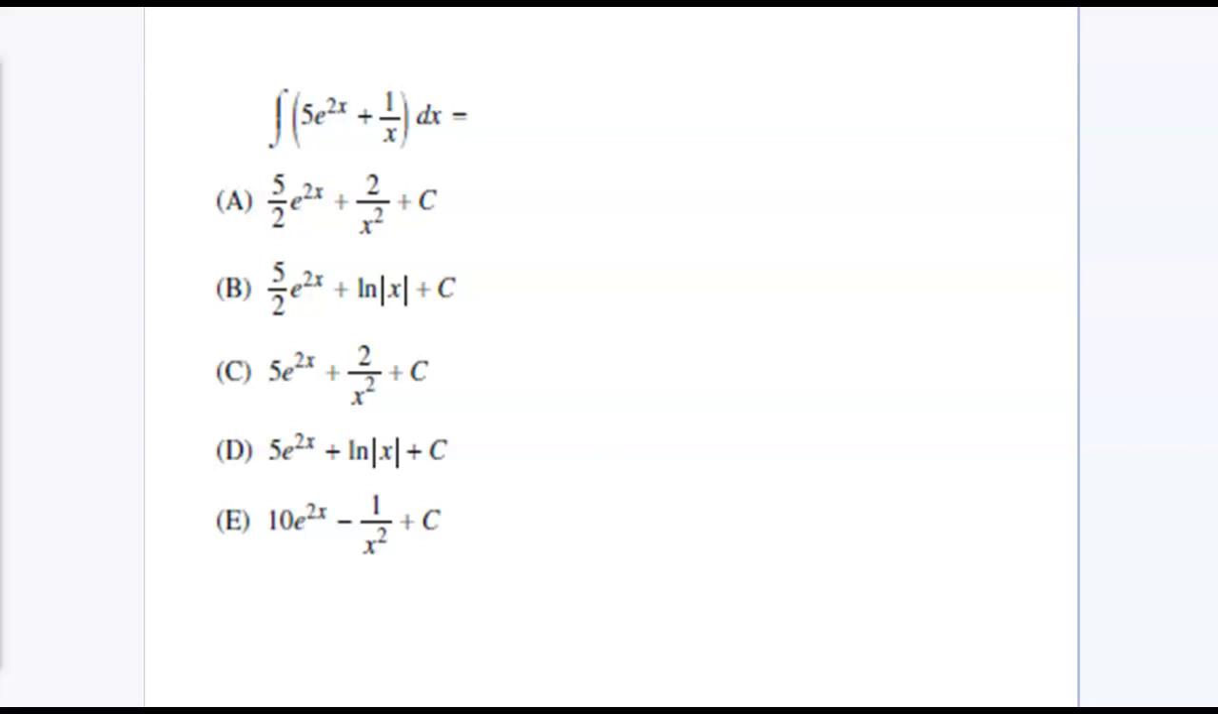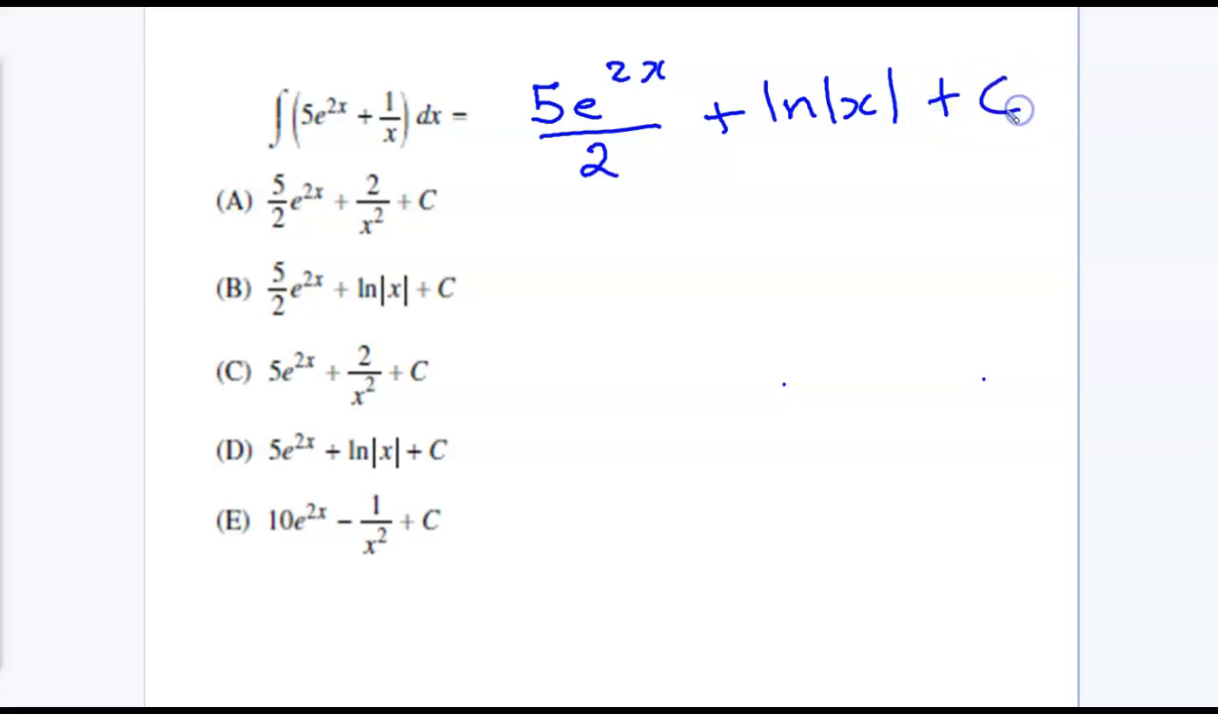Okay, taking a look at this one, I have the integral of 5e to the 2x plus 1 over x dx. So again, I'm taking the integral of each part. The integral of an exponential is going to be itself. And when we're integrating, we divide by the derivative of the exponent. So the derivative of the exponent is 2, so I divide by 2. And the integral of 1 over x, well, we just talked about that in the last example, that is ln x plus a constant. So my answer is going to be B.